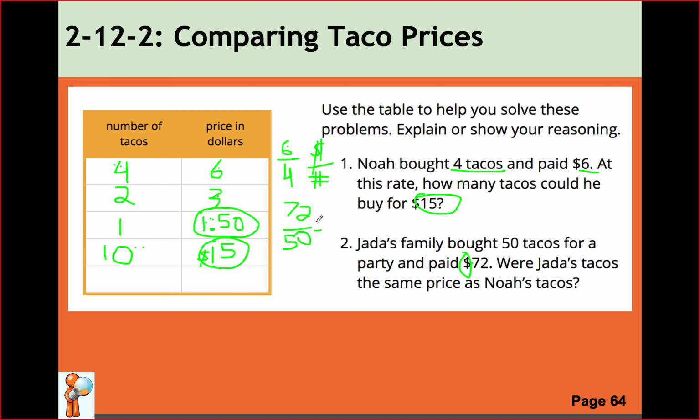What is our rate for Jada? Actually, Kylie, Jada's were cheaper. So when you divide 72 by 50, I get $1.44. So for each taco, Jada paid $1.44. For each of Noah's tacos, he paid $1.50. So Jada's tacos were cheaper.